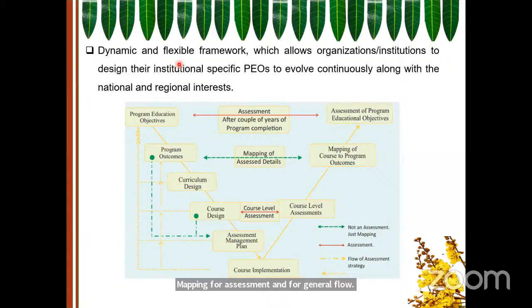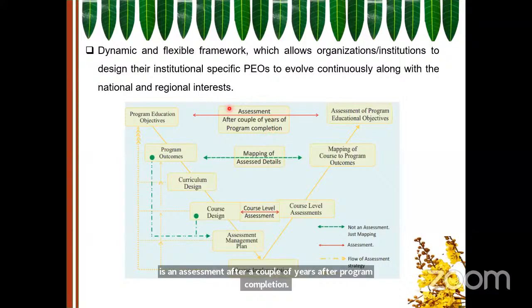According to the UGC, there should be a dynamic and flexible framework. That's what even our NEP document also tells all the institutions, to design their own PEOs. If you remember, I was talking about this in the previous few slides: to evolve along with the national and regional interests. So I'll talk about these three different legends now. The first legend is the assessment part, because first we'll talk about assessment and then go for attainment. From the PEO, there is assessment after a couple of years after program completion.